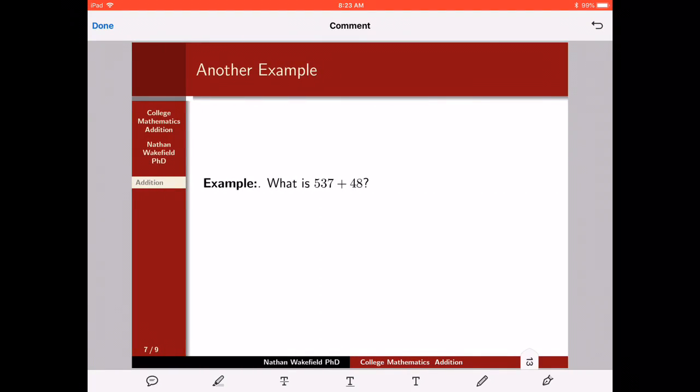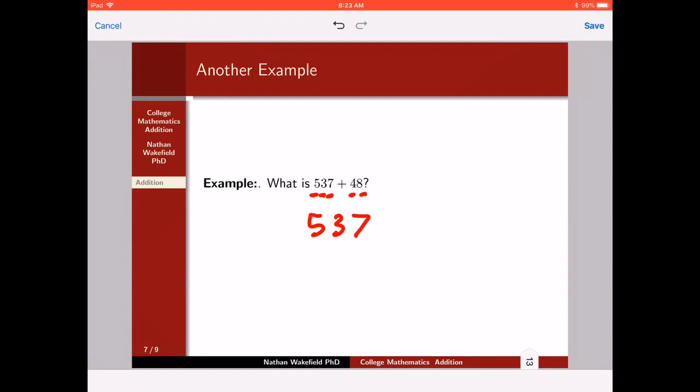Okay, so what if I've got something like 537 and 48? Now I've got on one side a hundreds column, a tens column, and a ones column. But over here I've only got a tens column and a ones column. Well, I can actually think of this as being 0 hundreds. So I can write 537, just like we've been doing, and 0 hundreds, 4 tens, 8 ones.